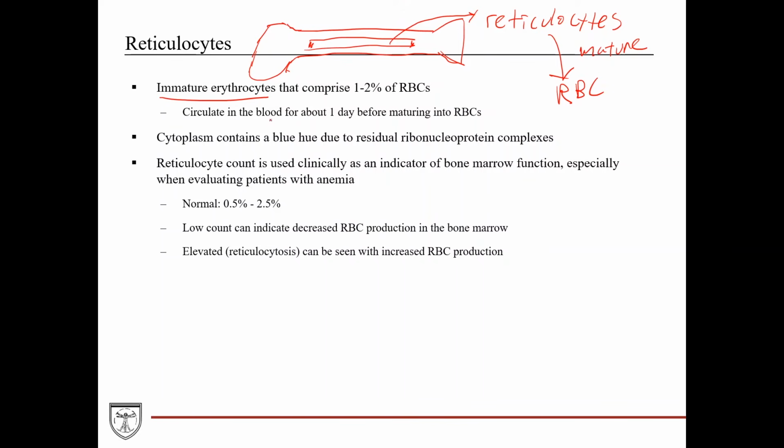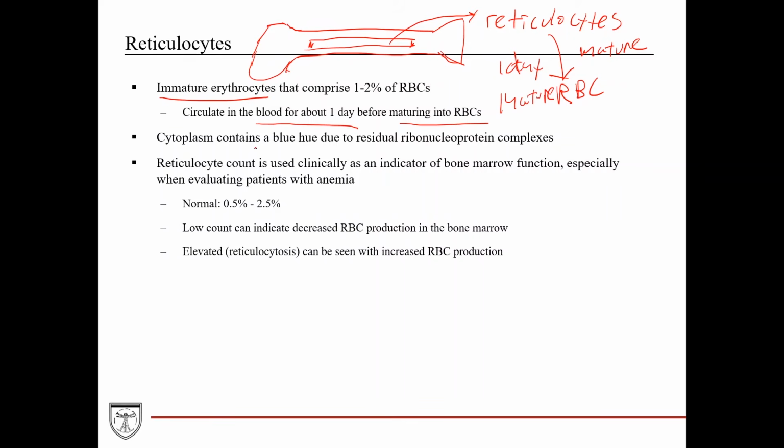So these reticulocytes, after they get released from the bone marrow, circulate in the blood for about 1 day before maturing into red blood cells. So this is for about 1 day, and then eventually they get turned into mature red blood cells.